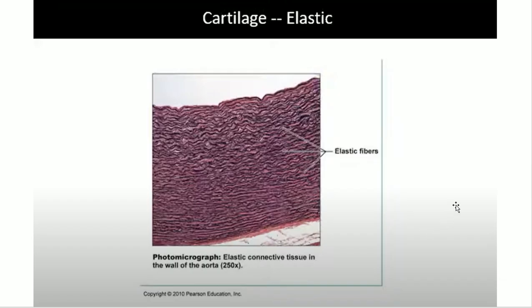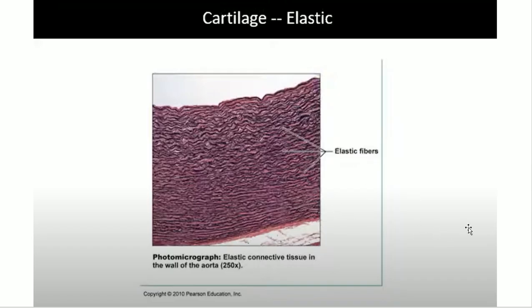Elastic cartilage. So this is in the aorta, the largest blood vessel in our body. So this has to stretch a lot as blood pumps through. It's got to have recoil, so it's got to be able to stretch, come back, stretch, come back all day long, nonstop. You don't want it to stop because then you don't have blood flow and then you're dead. So elastic cartilage helps that. Elastic connective tissue in the wall of the aorta.